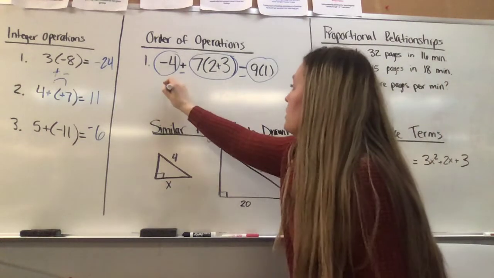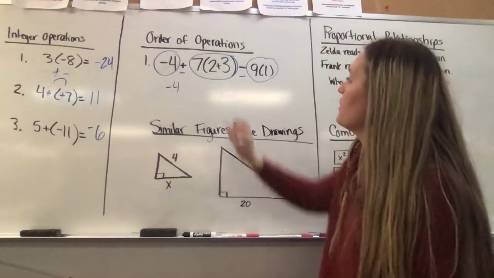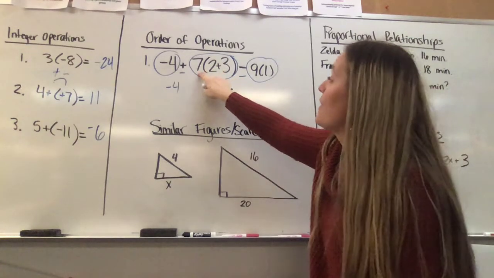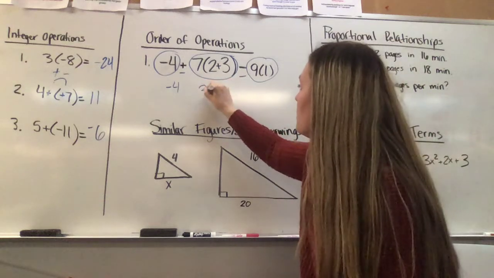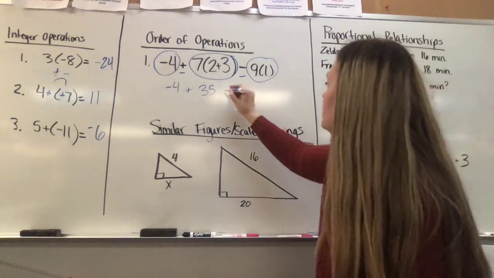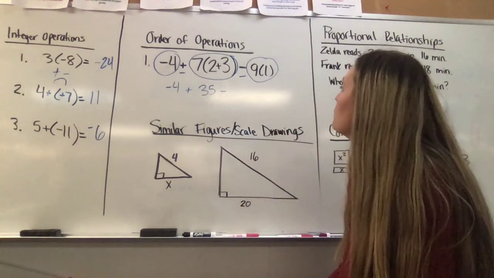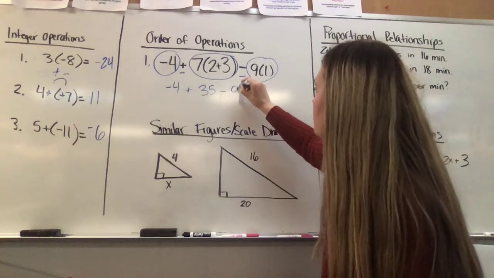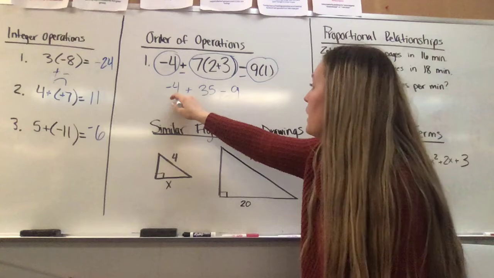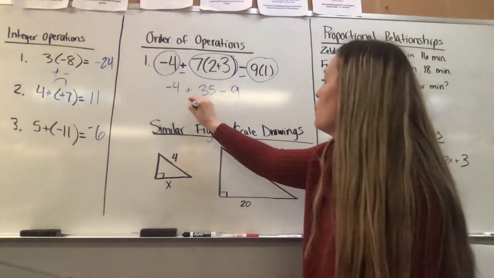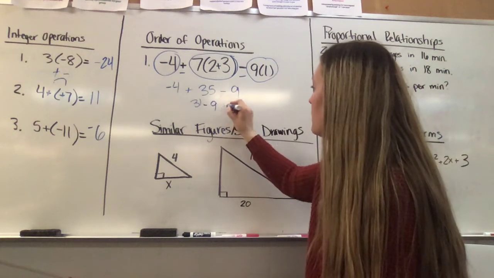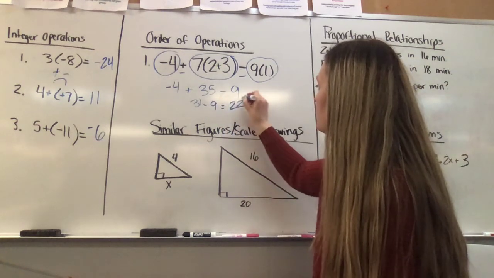Now we just evaluate the circles. So we have -4, and then we have 7 groups of 2 plus 3. Well, 2 plus 3 is 5. 7 groups of 5 is 35. Okay, and then that was a plus there. And then we're subtracting 9 groups of 1, which is 9. And we've got -4 plus 35, which is 31. And 31 minus 9 is 22.